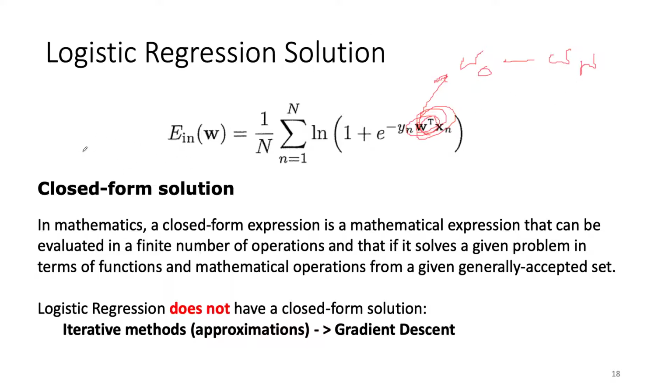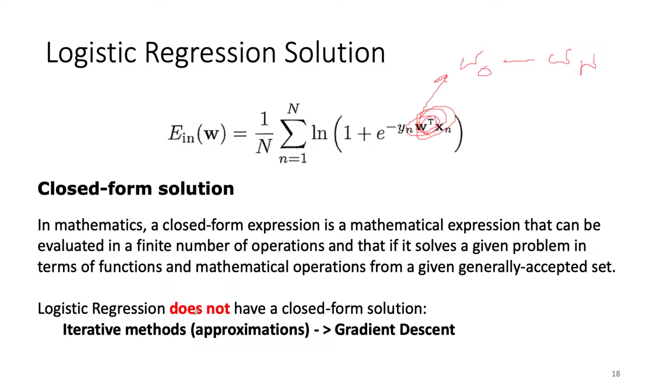The definition in mathematics is that a closed form expression is a mathematical expression that can be evaluated in a finite number of operations. And in statistics, we just say that we can solve the problem given a function, just like what we had in linear regression. In logistic regression, we do not have a closed form solution, right?